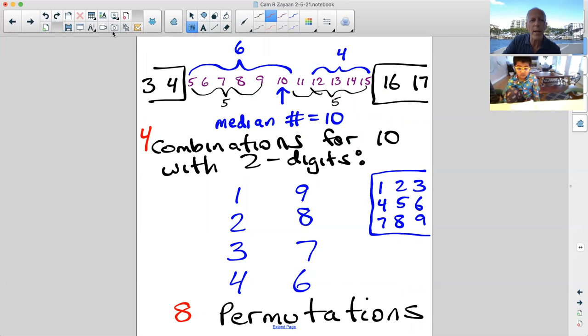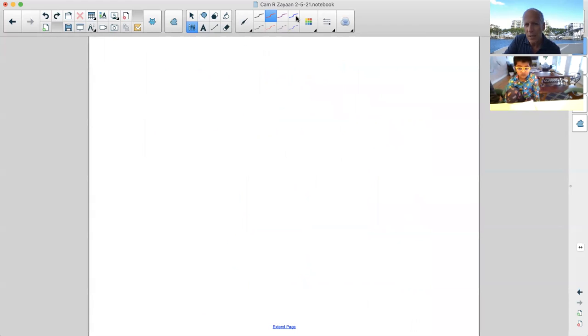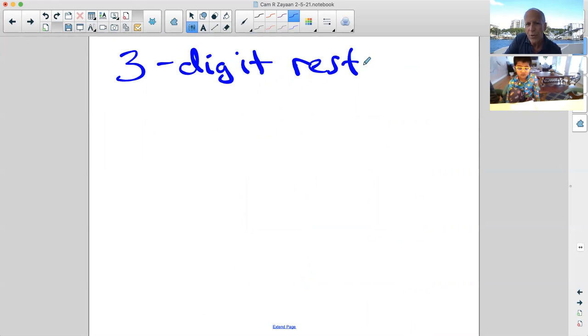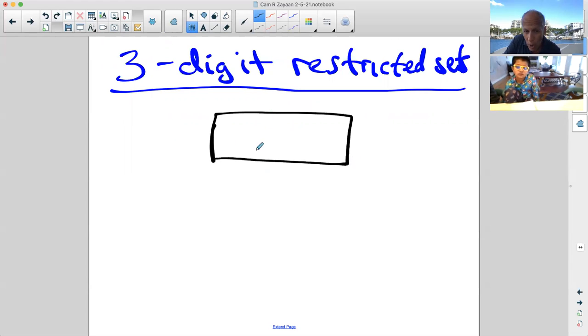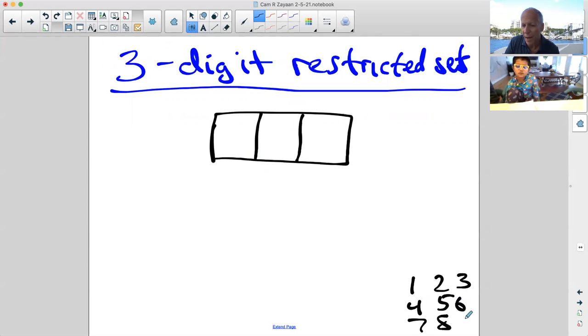Now, I want to point out that in the next challenge we also look at three-digit restricted sets. If you remember the numbers that were restricted for three digits, what was the smallest number that we could use? Remember, we're always using 1, 2, 3, 4, 5, 6, 7, 8, 9, and you cannot repeat digits. What was the smallest clue with three digits?